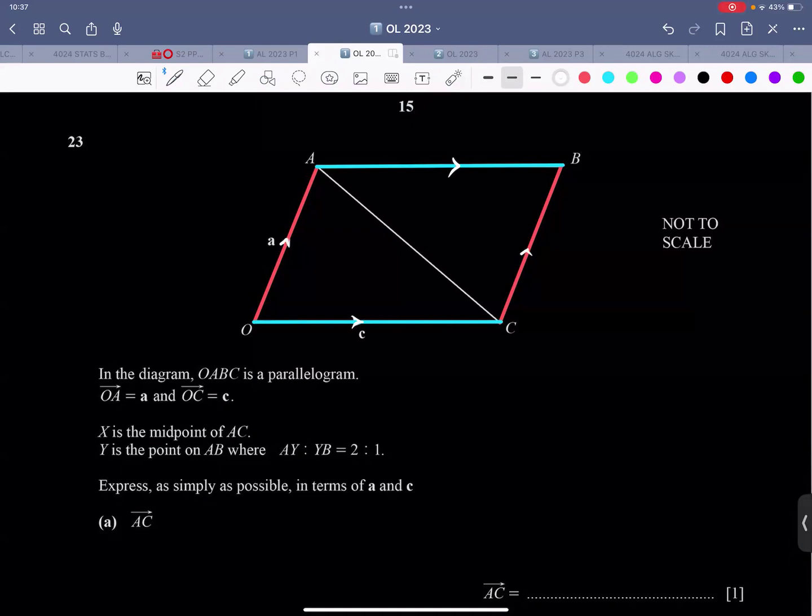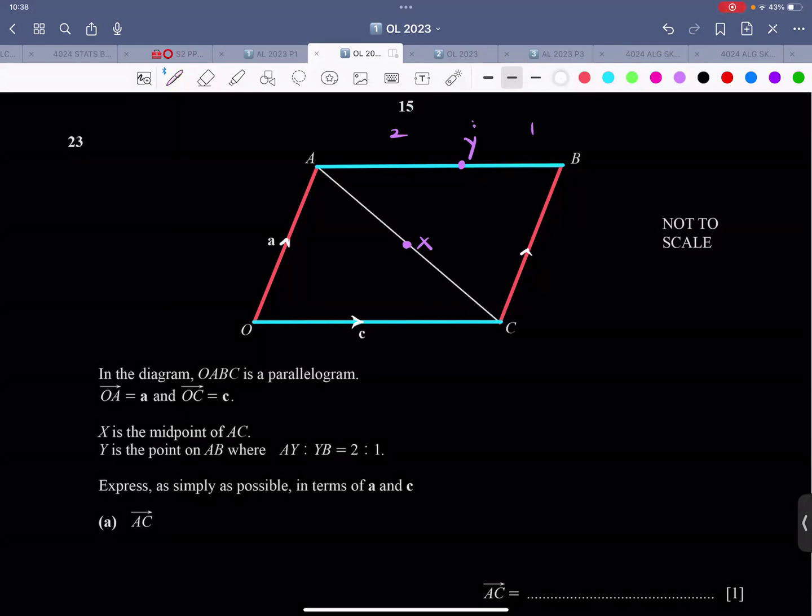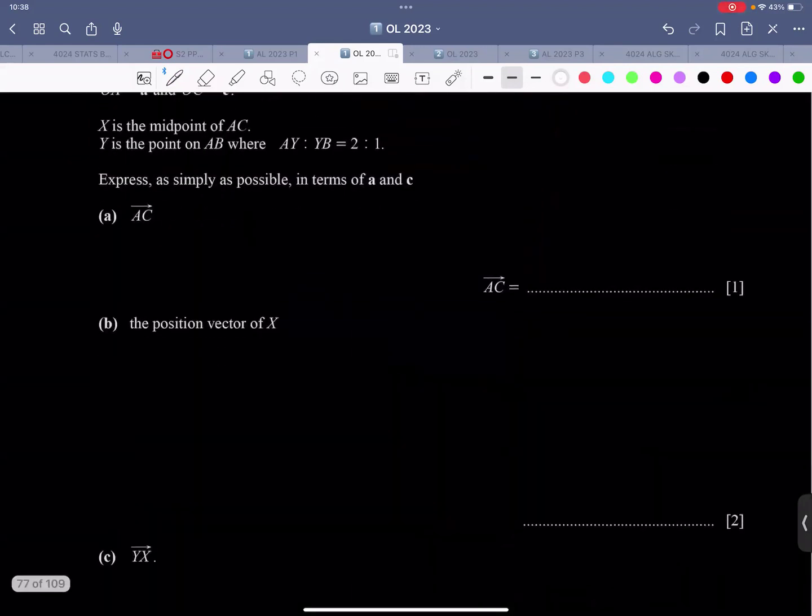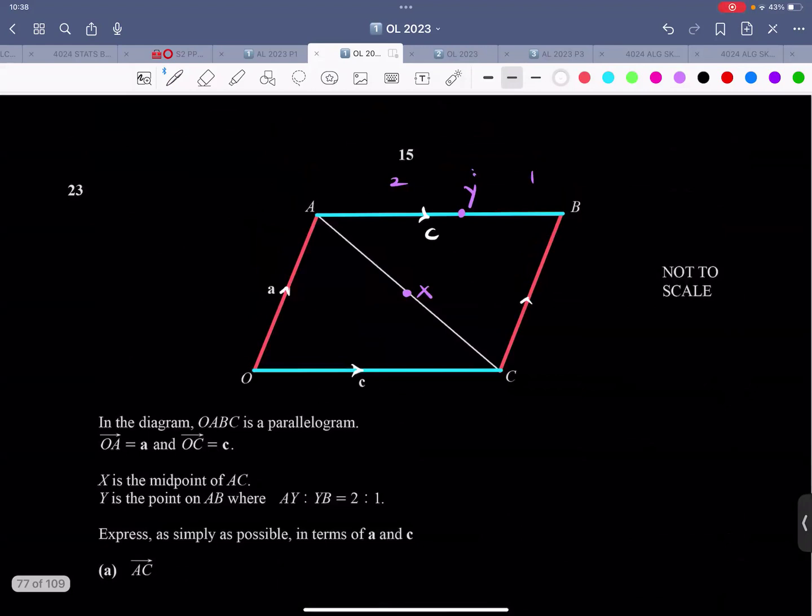X is the midpoint of AC. So X is somewhere over here. Let me mark it. That is X. And Y is the point where AY is to YB. So maybe let me just erase the small one. AY is to YB. So Y is somewhere over here. It's in a ratio of 2:1. And this thing is over here, which is C. Express AC, position vector of X and YX.